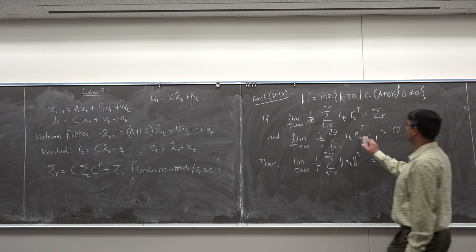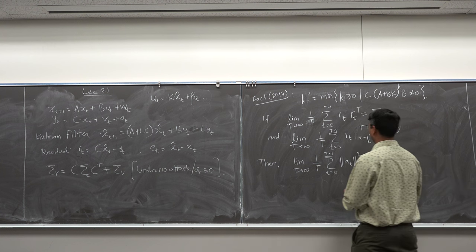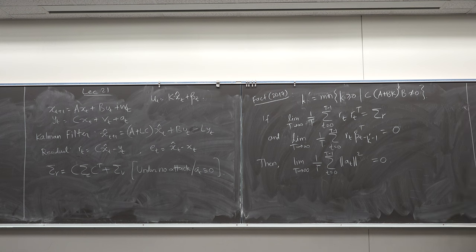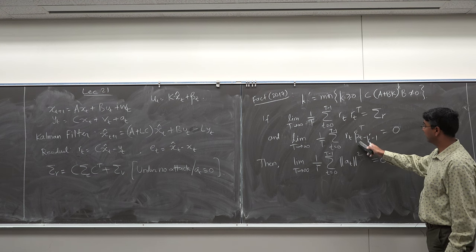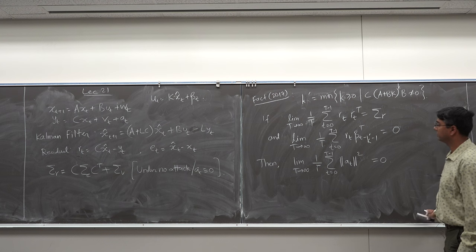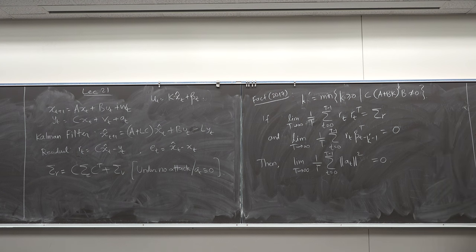Oh, I have used E here. This E is actually not E but beta, because we are using E for something else. I hope I have not used E anywhere else. Okay. This is beta, this is the residual, this is the beta watermark, and right, this is the attack vector. So what does this basically say? I'll let you guys write it down and then we'll start discussing it.